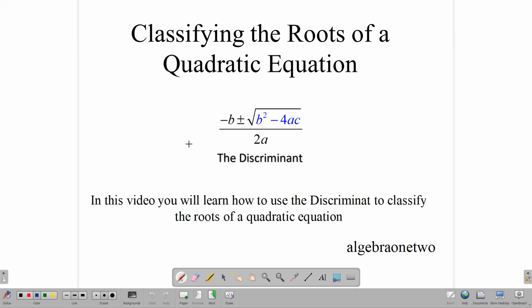In this lesson, we will be classifying the roots of a quadratic equation, and we want to do that using the discriminant. In this video, therefore, you will learn about the discriminant, what it is, and how to use that discriminant to classify the roots of a quadratic equation.